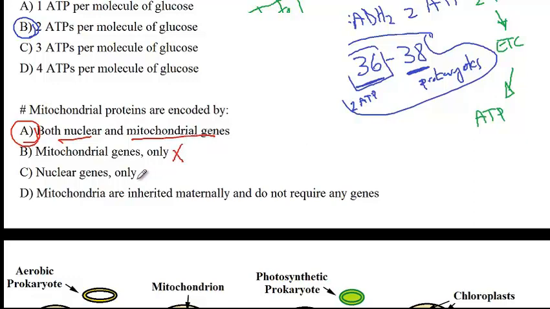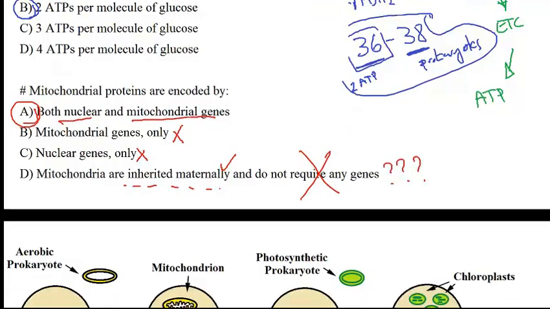And so this one is not correct. Nuclear genes only is not correct. Mitochondria are inherited maternally, which is correct, but this part doesn't make sense, and they do not require any gene. Why don't they require any gene? Because they are inherited maternally. We are already talking about being inherited, so where are their genes? So therefore, choice D is also incorrect.